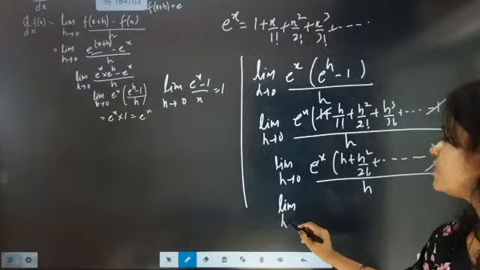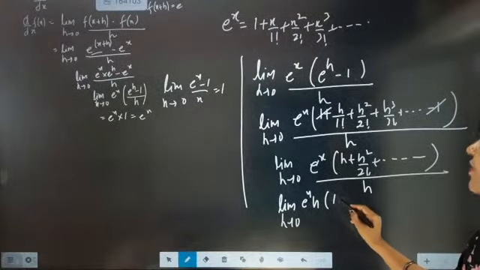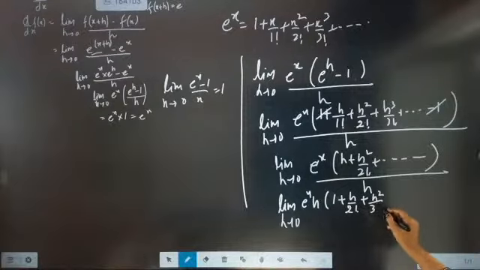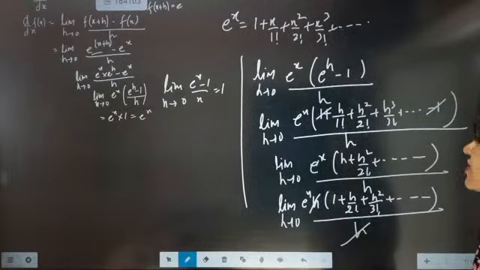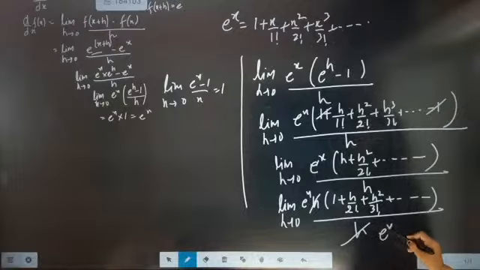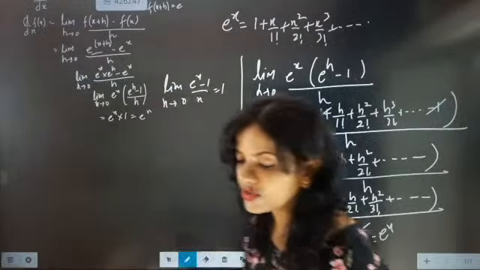It will come out with e to the power x, and there it will become 1 by 2 factorial plus h square by 3 factorial. Since one h you have taken out, now this h and h will get cancelled. Now if you put h equal to 0, no problem, because this 1 is there. So the overall answer will come e to the power x.